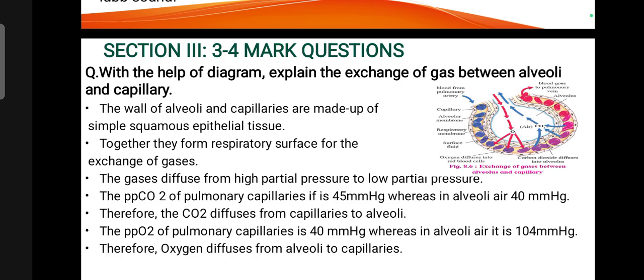The ppCO2 of pulmonary capillary is 45 mmHg, whereas in alveoli it is 40 mmHg. Therefore, CO2 diffuses from capillaries to alveoli. The ppO2 of pulmonary capillaries is 40 mmHg, whereas in alveoli it is 104 mmHg. Therefore, oxygen diffuses from alveoli to capillaries. The diagram is given here. Very important diagram.